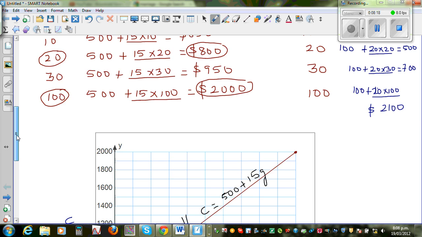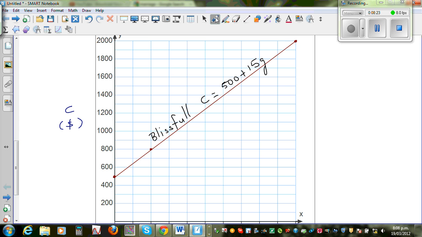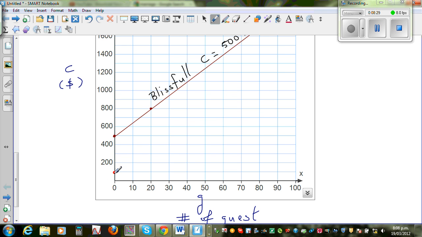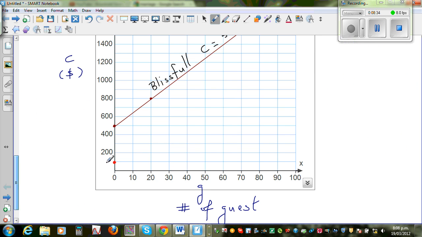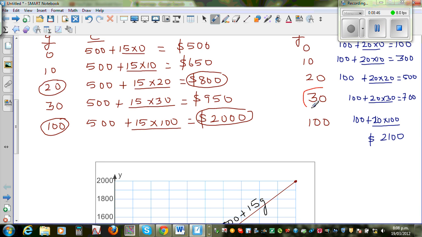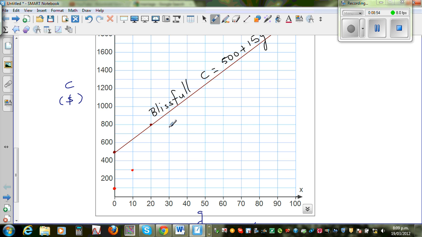Okay, so let us plot the other graph. For a perfect wedding, when it is zero, it is 100. Let me use a red color. So 0, 100 is here. Okay, it is a neat point. Next point, 10, 300. So 10, 300 is here. The next point, let us plot 30. When it is 30, it is 700. So 30, this is 700.